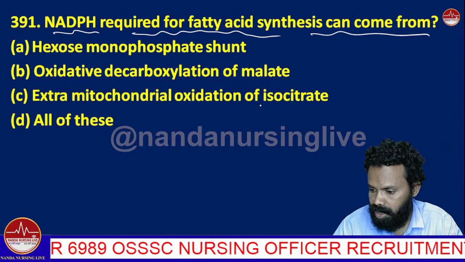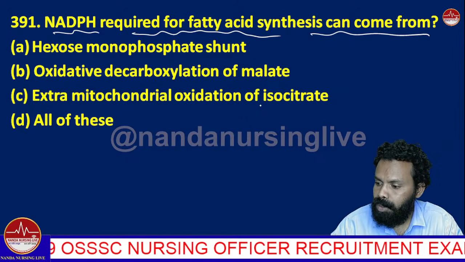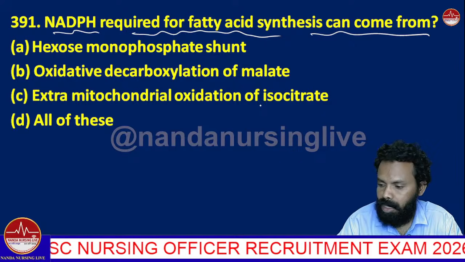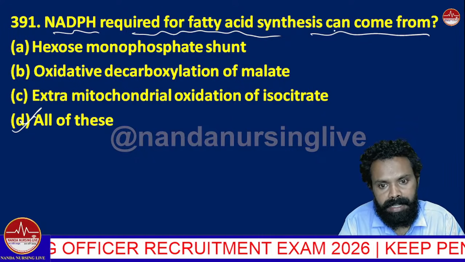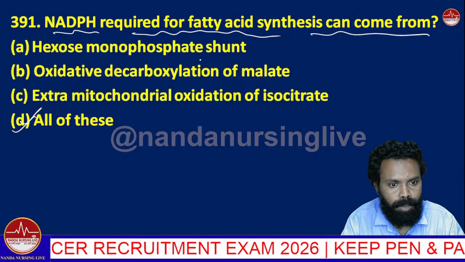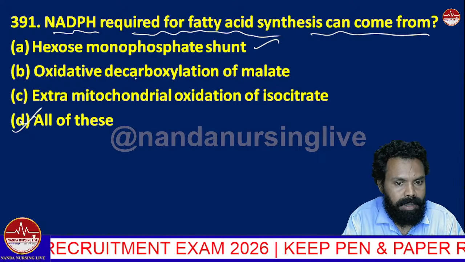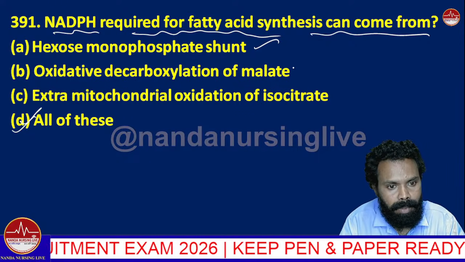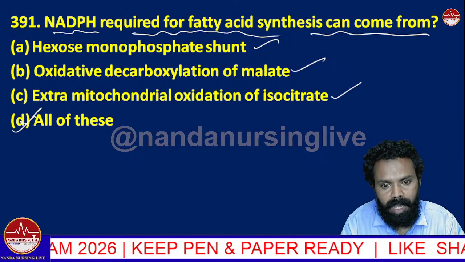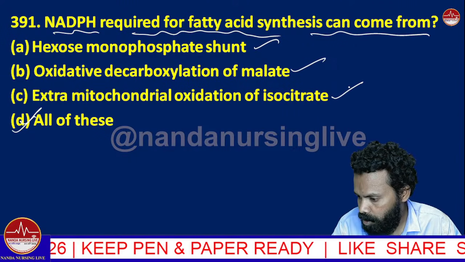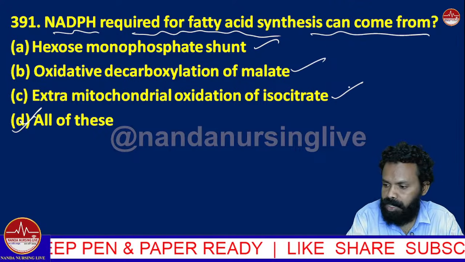So which option is the correct answer? The correct answer is all of these. NADPH required for fatty acid synthesis can come from hexose monophosphate shunt, oxidative decarboxylation of malate, and extra mitochondrial oxidation of isocitrate. So all of the above is the correct answer, right? Option D is the correct answer.